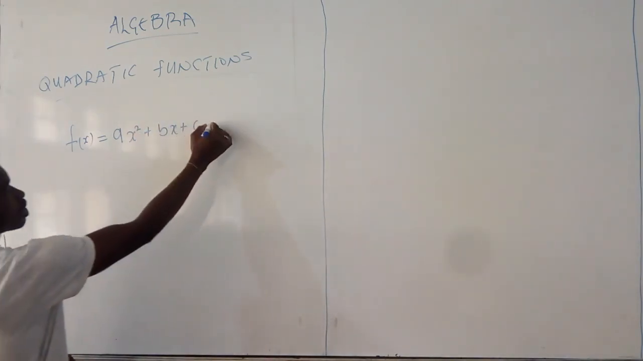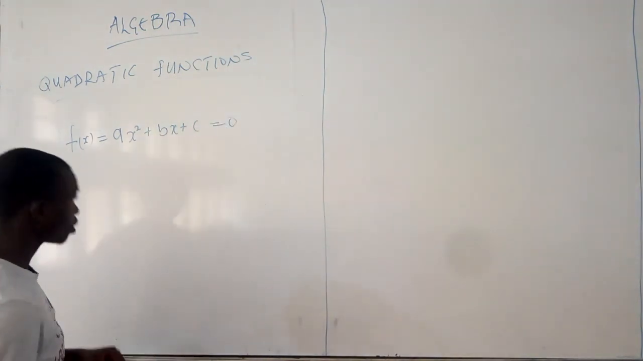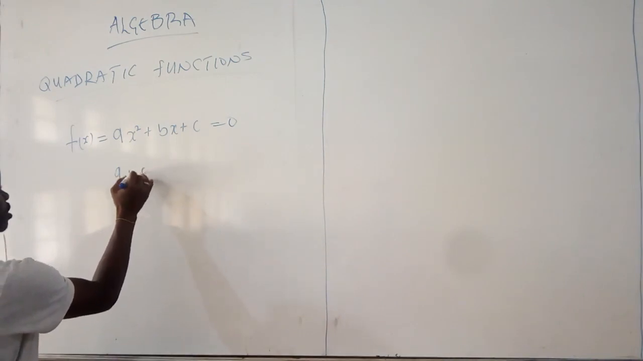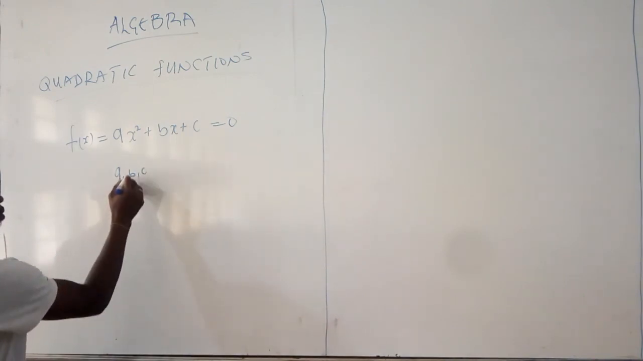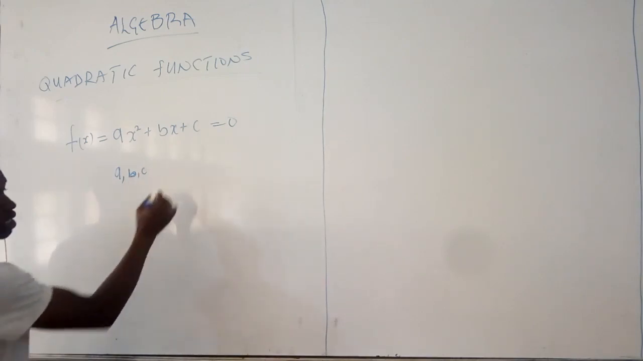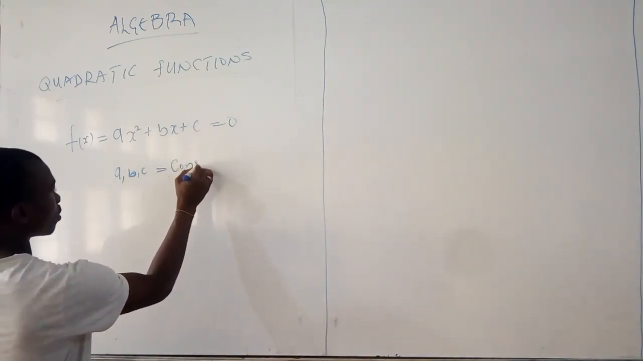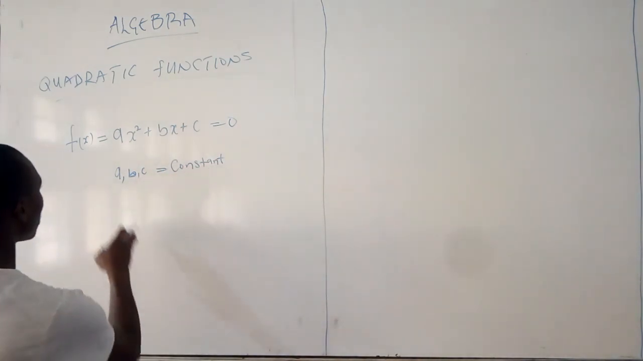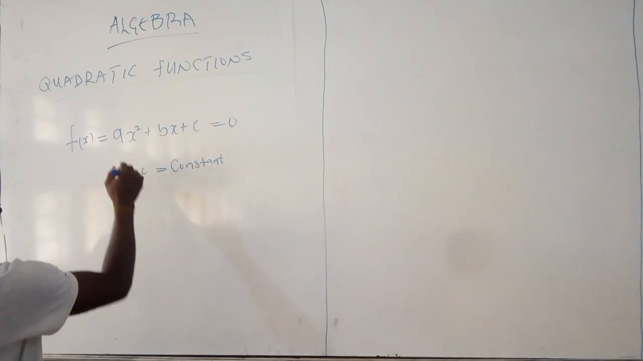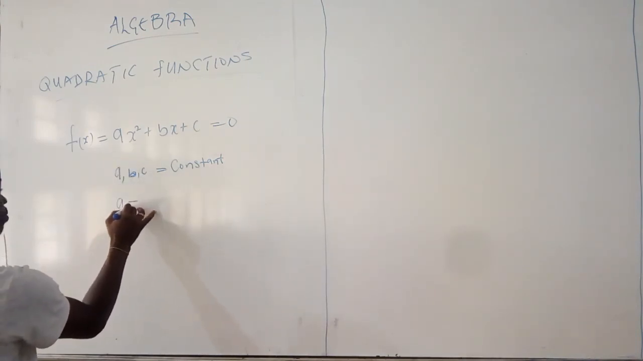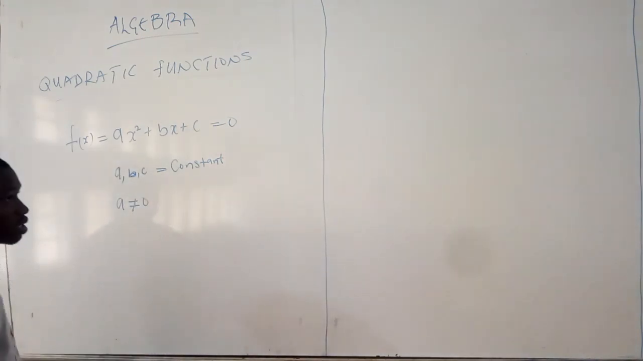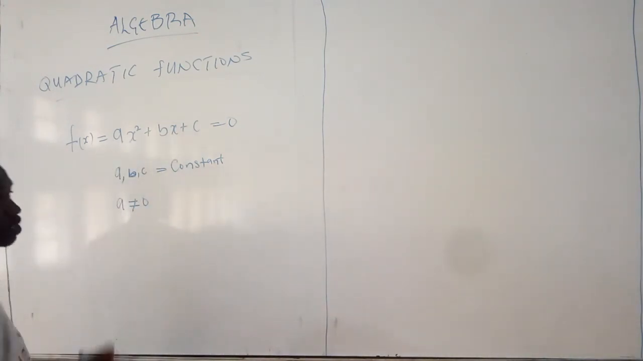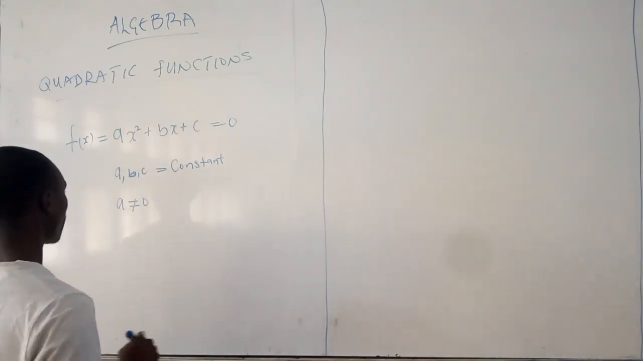this is what we call a quadratic equation. So A, B, C are all constants, whereby constant means any number. So A, B, C are any number. But A must not be equal to 0 for it to be a quadratic equation. B and C might be 0, but A, which is with this x squared, must not be equal to 0.